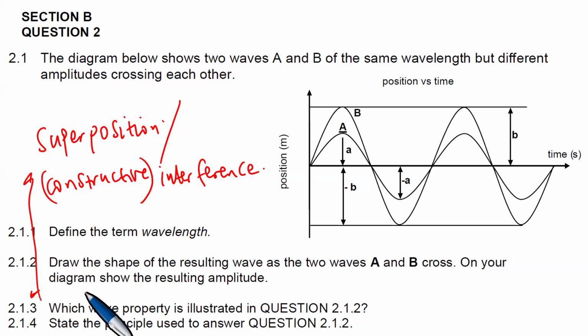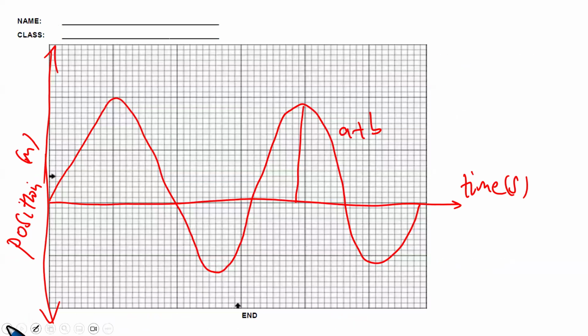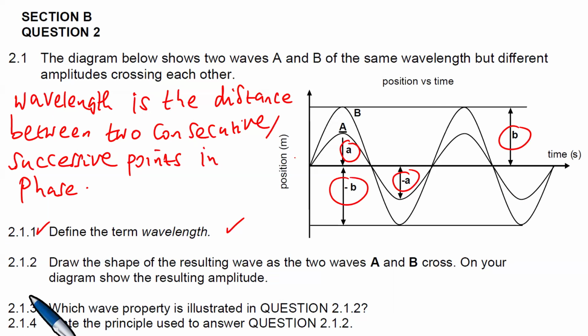Why is it superposition? It is superposition because we are adding the amplitudes. Wave A has amplitude A, and wave B, which is higher here, has amplitude B. As a consequence, the two amplify each other. They increase because they are in phase.